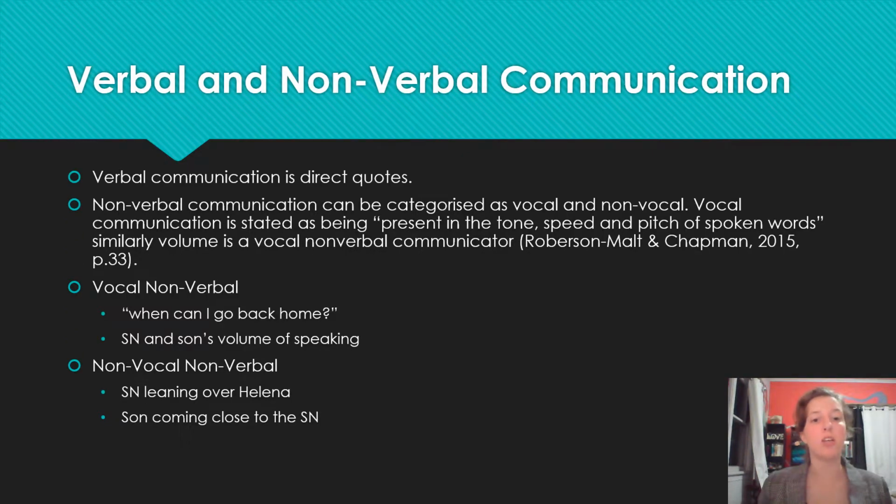Verbal communication is the words that are expressed without consideration of how they are expressed, although the way the words are said has an effect on how they are interpreted. Therefore, miscommunication can result from misinterpreted nonverbal communication. Nonverbal communication is categorized as vocal and nonvocal. Vocal communication is stated as being present in the tone, speed, and pitch of spoken words. Similarly, volume is another vocal communicator.